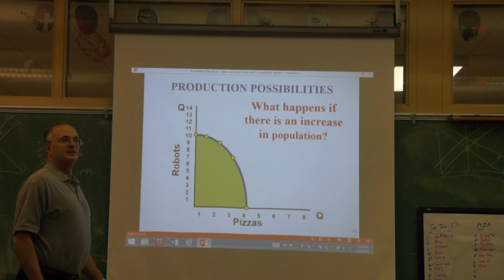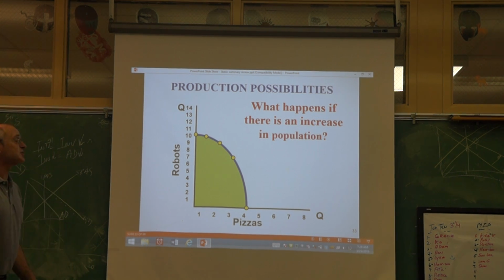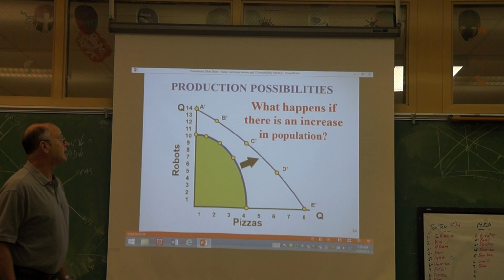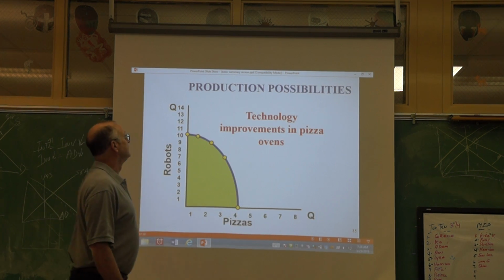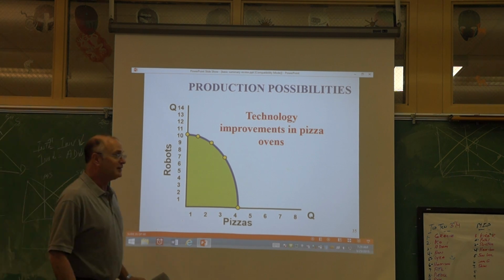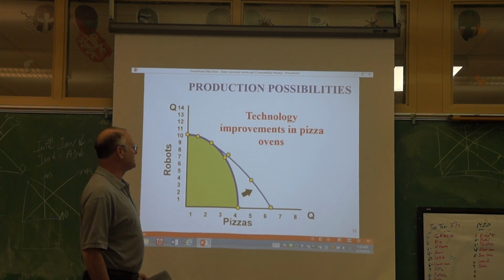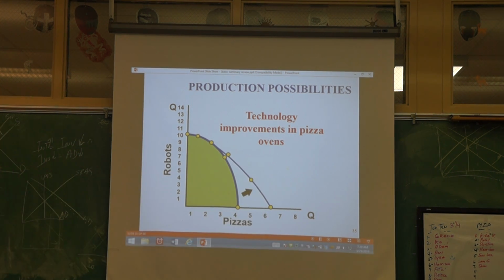Just a little happy little quiz here. Increase in population, what's going to happen? It's going to shift out? Okay, everything shifts out. Okay? Technology improves pizza ovens. What? Everything? Okay, only pizza ovens gets there. All right.